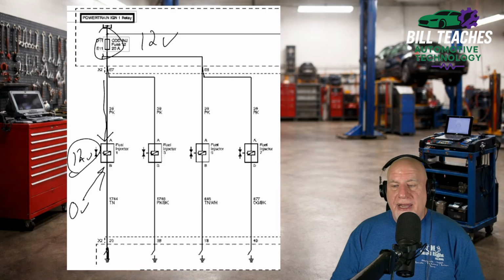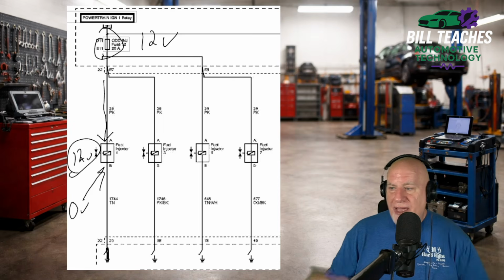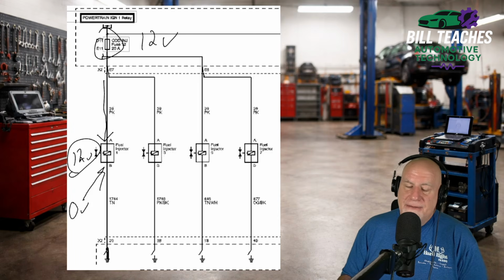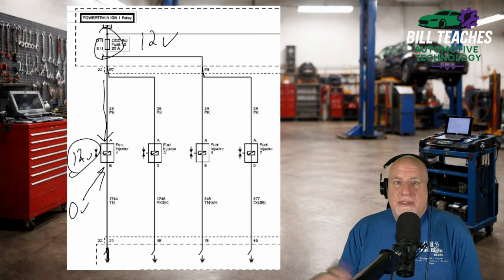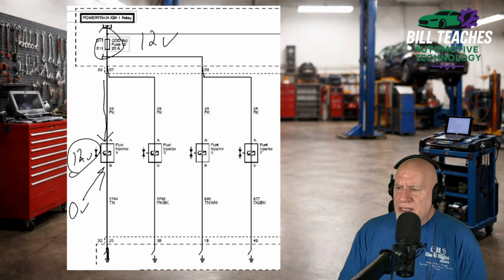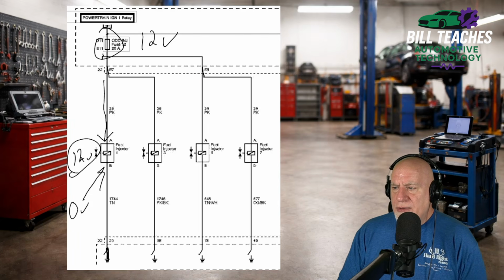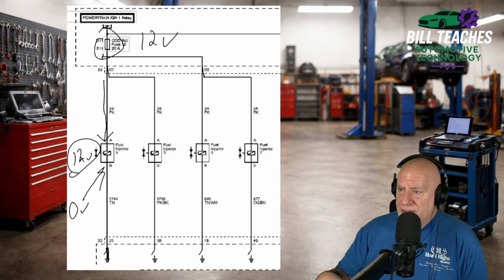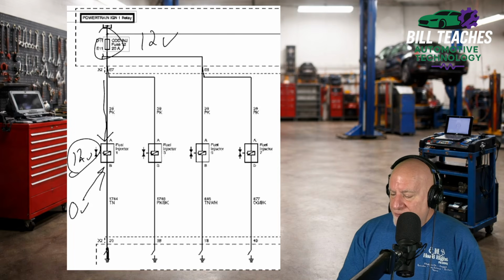Why is that? Why did we have 12 volts before and now we have 0? Because electrical things use up voltage. So our injector is using up all of our voltage. We still will have current flowing through it to return back to the battery, but the voltage will get used up right here in the injector.